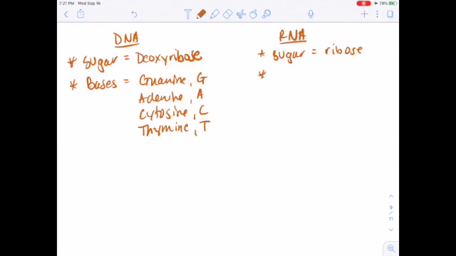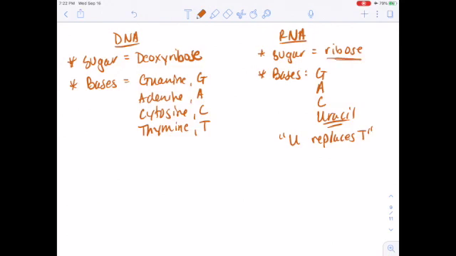RNA has most of the same bases. They have guanine, adenine, cytosine, but they don't have thymine. It's uracil. We say in RNA, U replaces T. You are not going to find thymine in RNA, and you will not find uracil in DNA. You will not find ribose in DNA, and you won't find deoxyribose in RNA. This is so that the cell can tell the difference between the original and the copy.